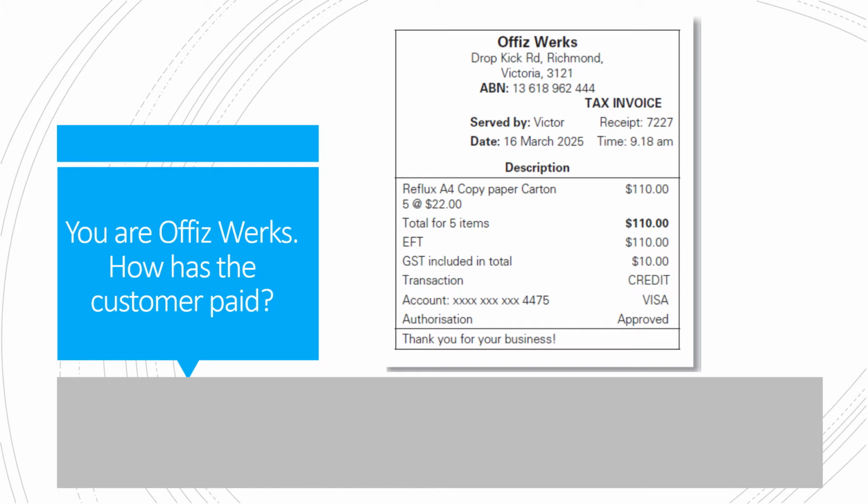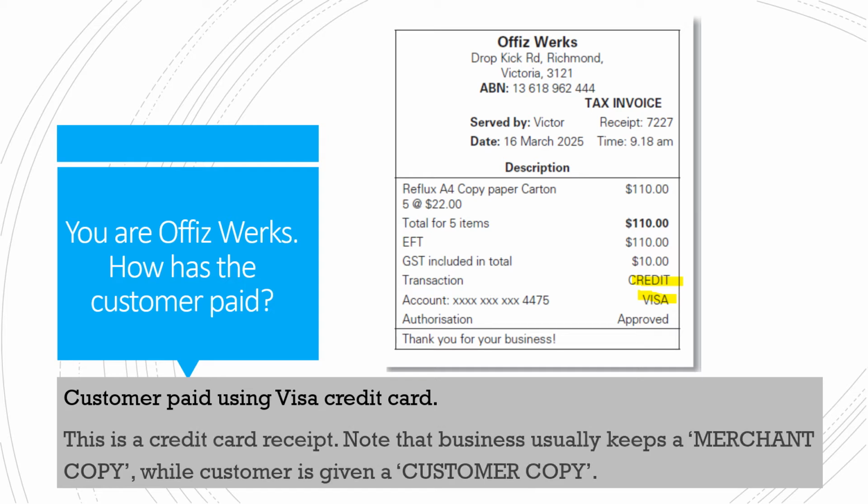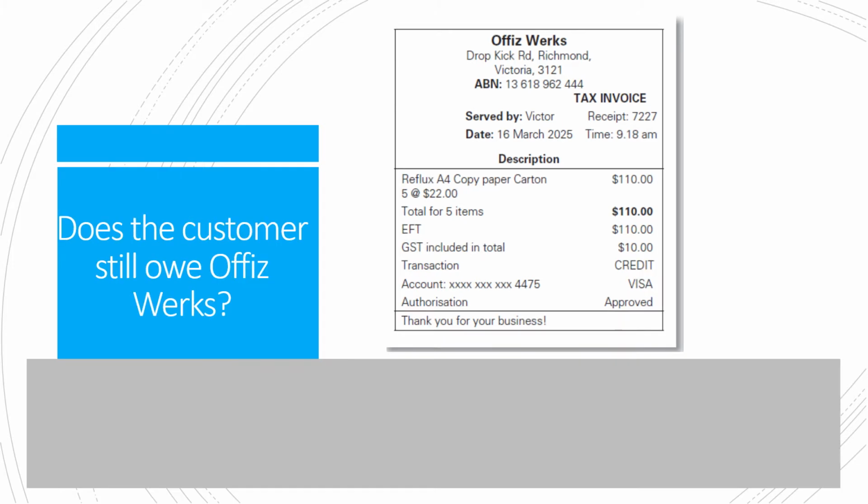Now we are Office Works. How has the customer paid? If we look at the document closely, we can see that a payment has been made using a Visa credit card. So the customer has paid using a Visa credit card, and this is called a credit card receipt. Note that the business usually keeps a merchant copy, while the customer is given a customer copy of the credit card receipt.